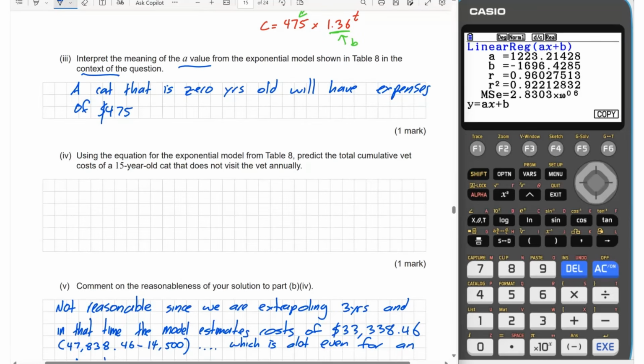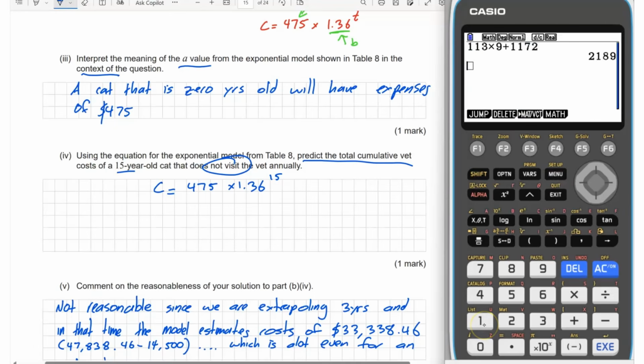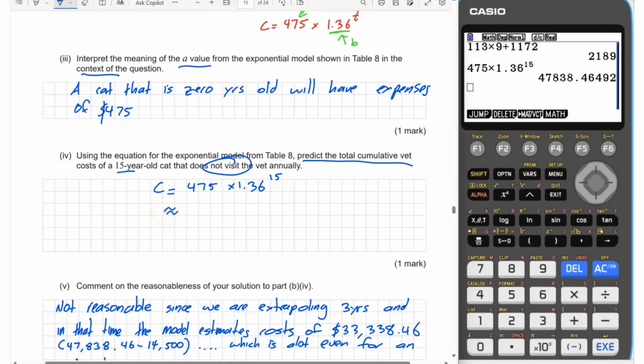Then we're going to use that exponential model to predict the total cumulative vet costs for someone that does not visit the vet, at 15 years. So C is equal to 475 times 1.36 to the power of 15. 475 times 1.36 to the power of 15, and we get that the cumulative cost is $47,838.46, which is quite a lot.